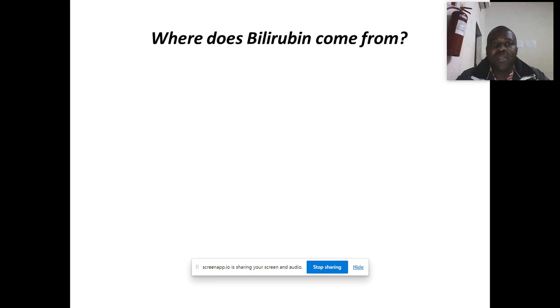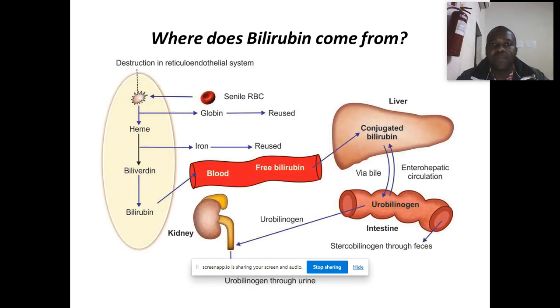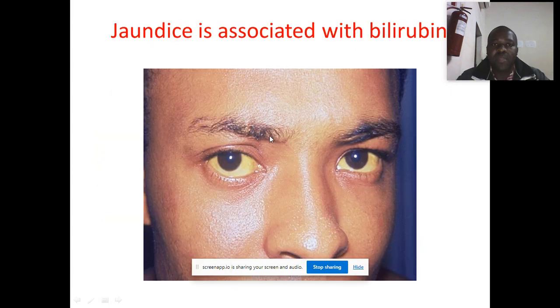You may be asking, where does bilirubin come from? But before I mention where bilirubin comes from, let me show you somebody with jaundice. You've seen this person. This jaundice is associated with bilirubin. Okay, you can see the sclera. Instead of the sclera looking white, it is looking yellow. So when you're doing your physical examination, you check the sclera, you check the mucous membrane and the skin.